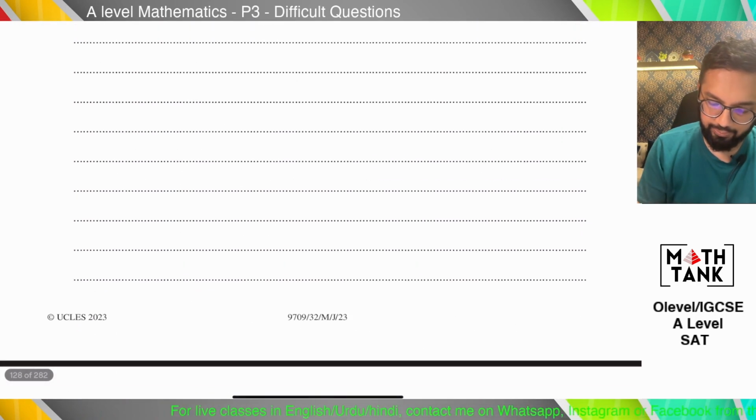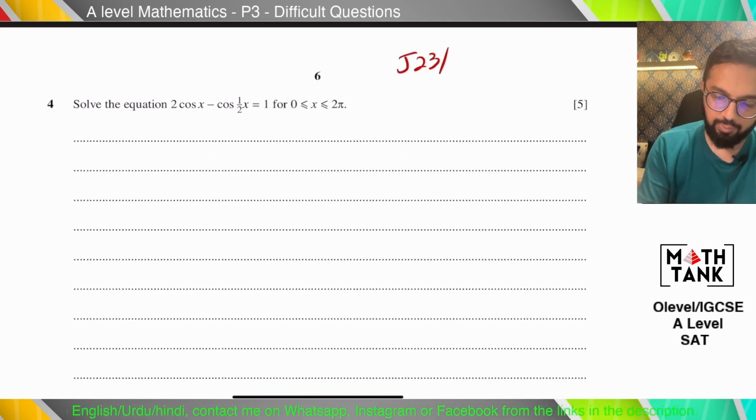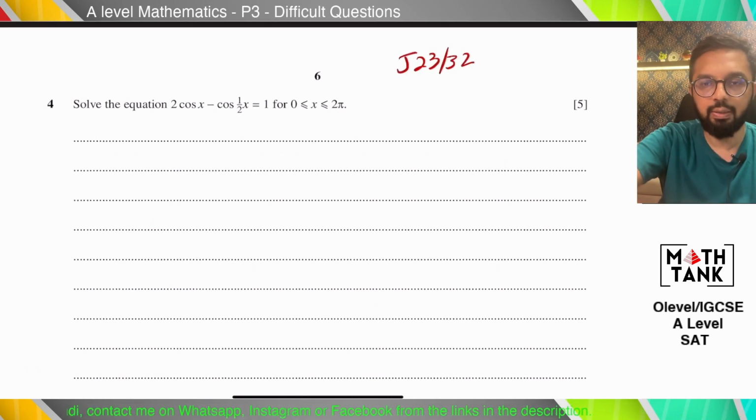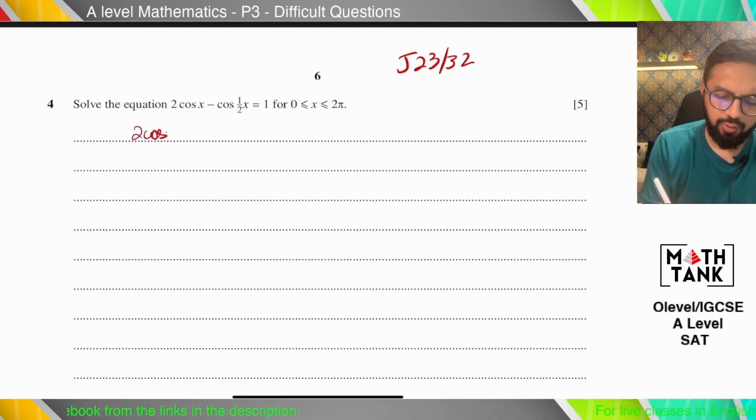And this is also from June 23, 32. This is a slightly tougher question. Let's try to solve this. Okay, so we don't know an identity for cos half x so far.